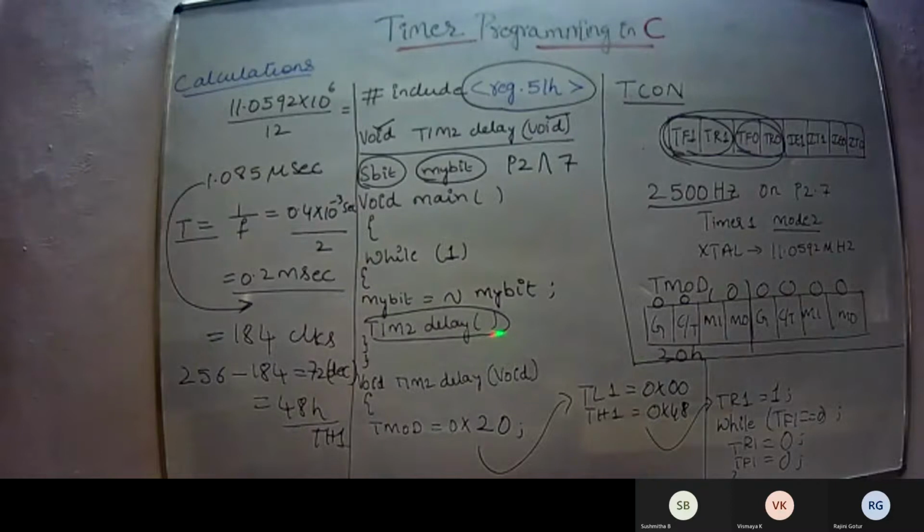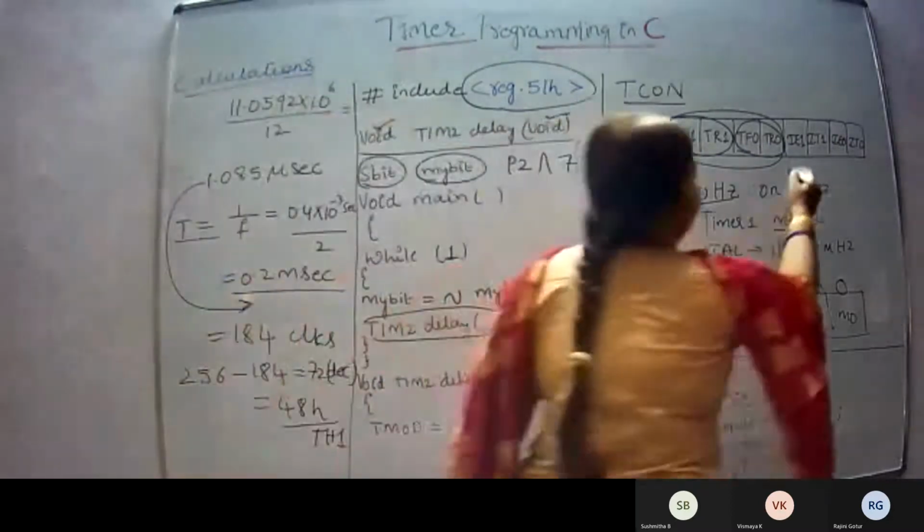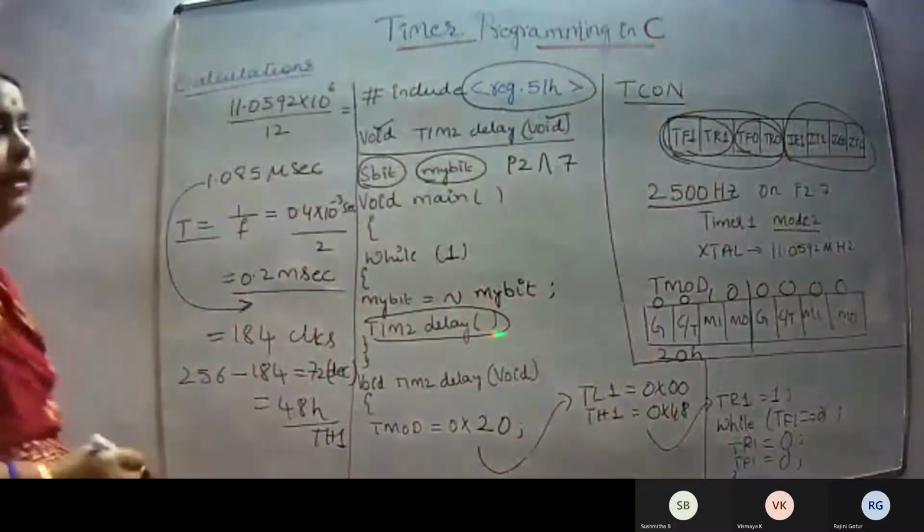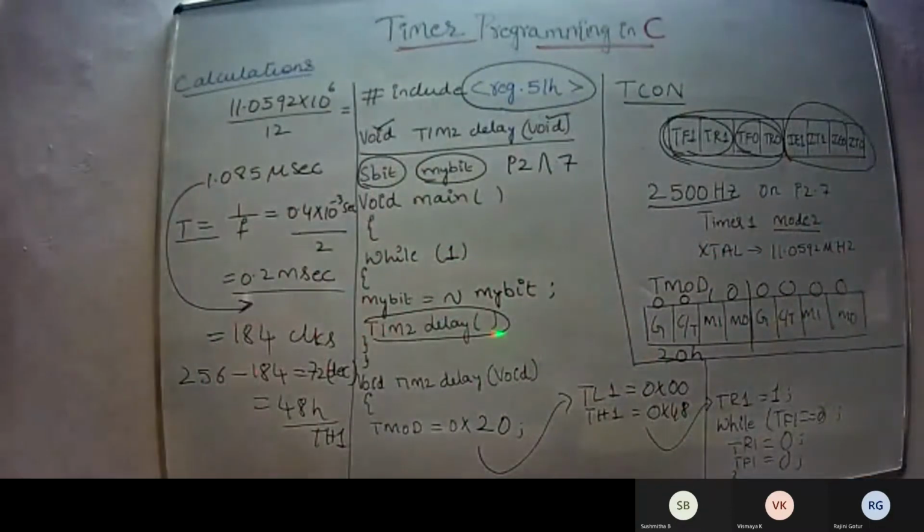Next we'll go with the TCON register also. Remember, these lower nibbles are used for interrupts, external interrupt 0 and interrupt 1. For interrupts they will be used, and the higher nibbles are used for the timers. With the TMOD register, you should know this TCON register also.